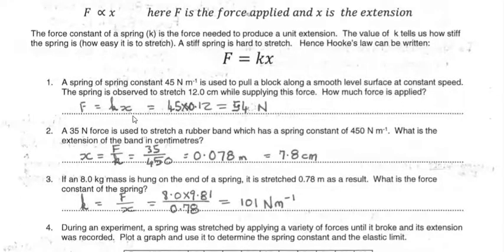F equals kx. Write down the formula, substitute in. k is 45, x is 0.12. Notice that it's 0.12 because it's 12 centimeters, 12.0. So to convert to meters, you have to divide by 100, which gives you 0.12. So the answer is 5.4 newtons.